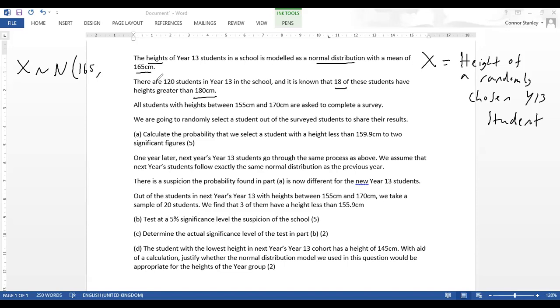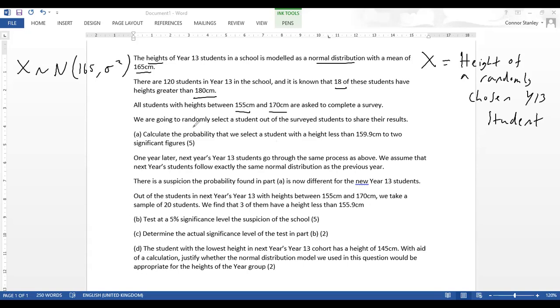So the second paragraph: we've got 18 students with a height greater than 180 centimeters. All of the students with heights between 155 and 170 are asked to complete a survey, and we are going to randomly select a student out of these surveyed students with heights between 155 and 170. We don't know the sigma, so I'm just going to put sigma squared as our variance there. So part A of the question says, calculate the probability that we select a student with a height less than 159.9 centimeters to two significant figures.